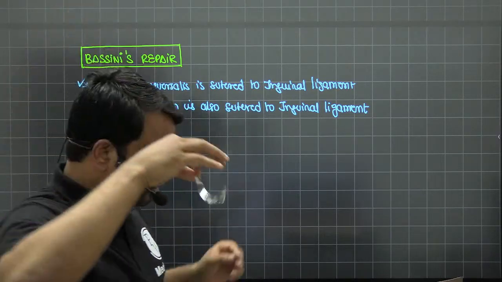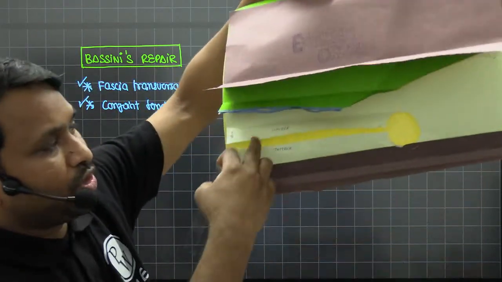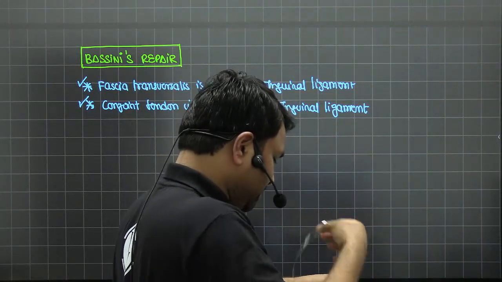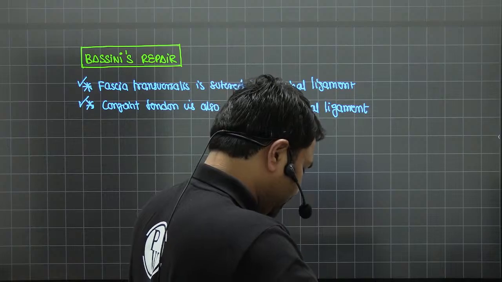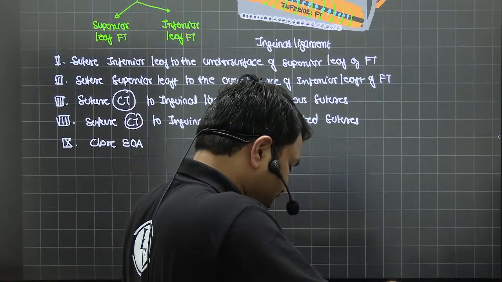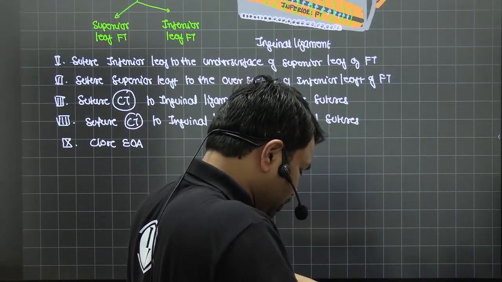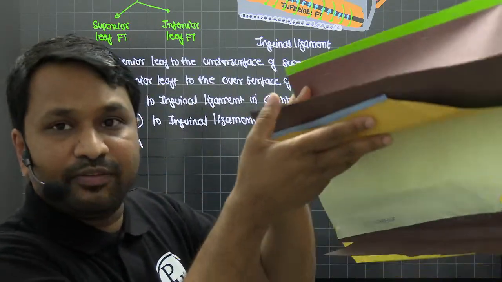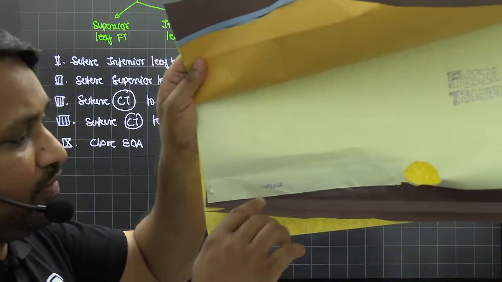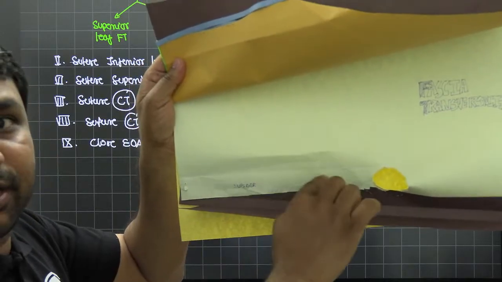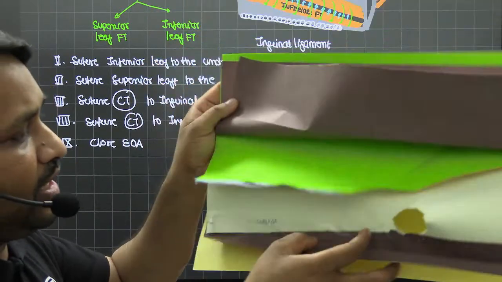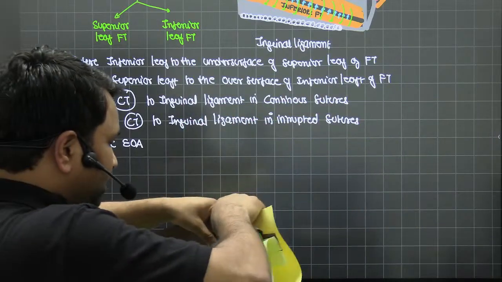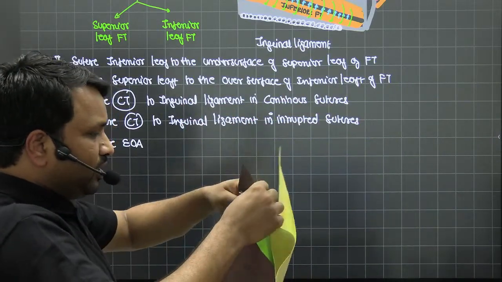This is our suture material. This is your fascia transversalis. We take the fascia transversalis and bring it to the inguinal ligament. The first thing is done: we have sutured the transversalis. Then bring the conjoint tendon close to the inguinal ligament. So we brought it again.